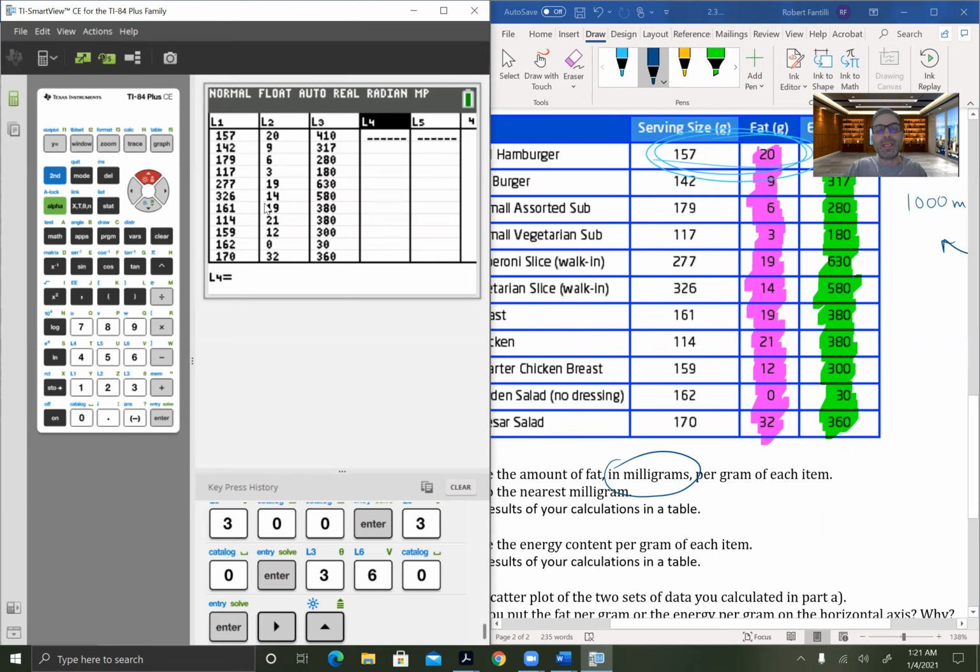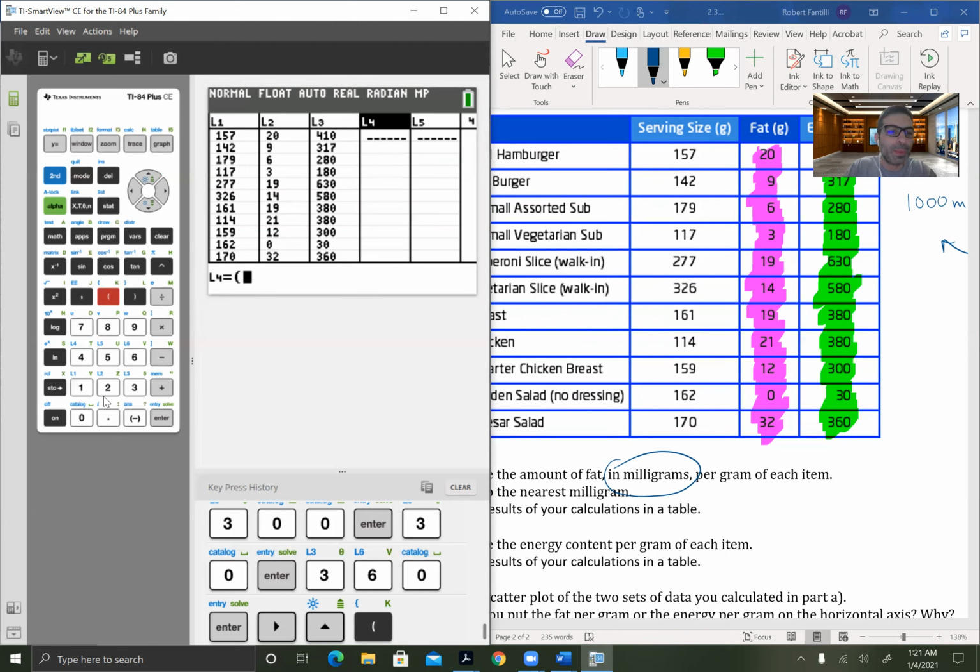Remember, fat in grams is list 2, that pink highlighted column. That's what we want to take. We want to take that entire list and multiply it by 1,000. On my GDC, that's list 2. So open a bracket on your GDC. Above the number 8 button, you'll see a bracket button. Open bracket, and at the bottom you should see the open bracket. We're going to tell it to take list 2 and multiply it by 1,000.